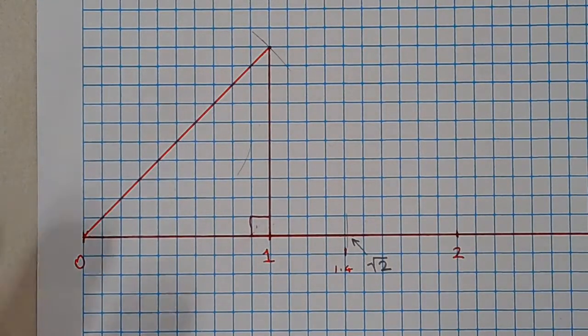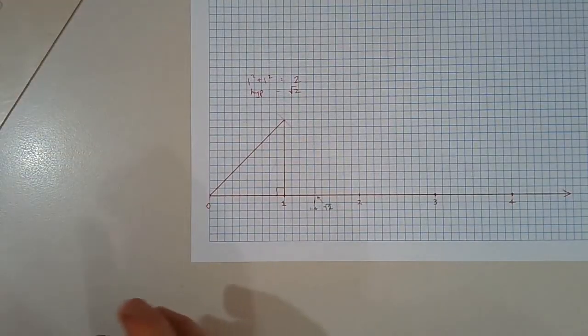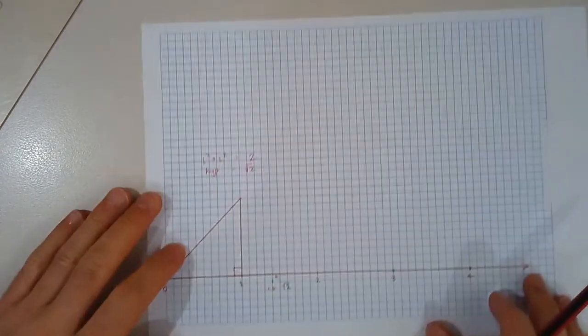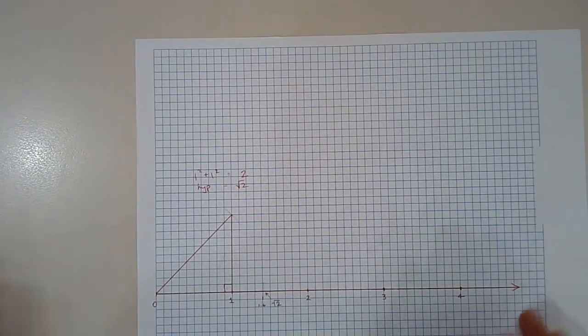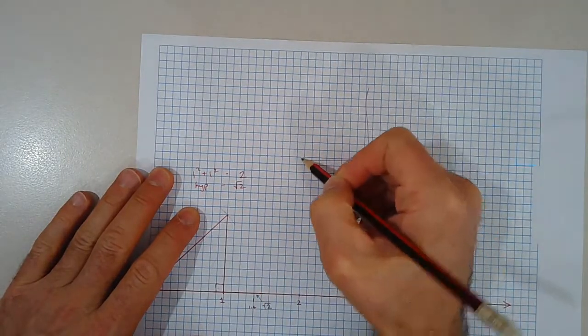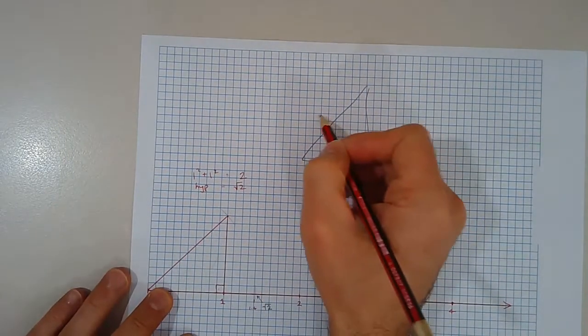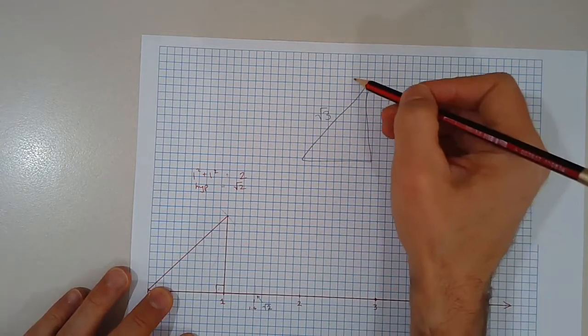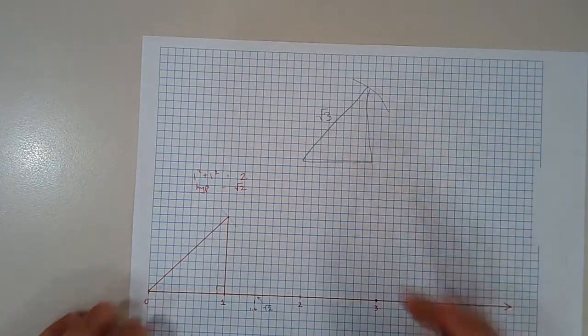All right, the next surd is the square root of 3. I might just scribble this on another part of the diagram. It's not to scale. We want a hypotenuse of the square root of 3, because I'm going to do the same thing as with the square root of 2.